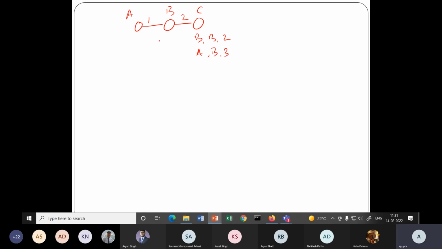B's routing table says I can reach A with a cost of 1, C with a cost of 1, and so on. Don't worry, that is not important for us. So this was a stable state. Packets were being forwarded. Everything is fine. Now suppose this link goes down.